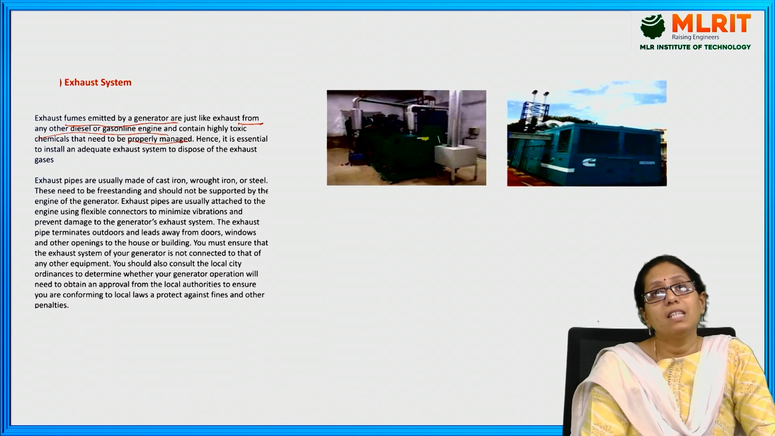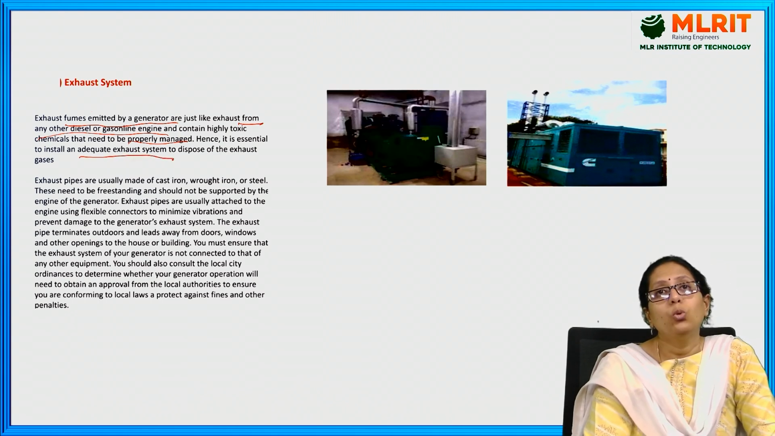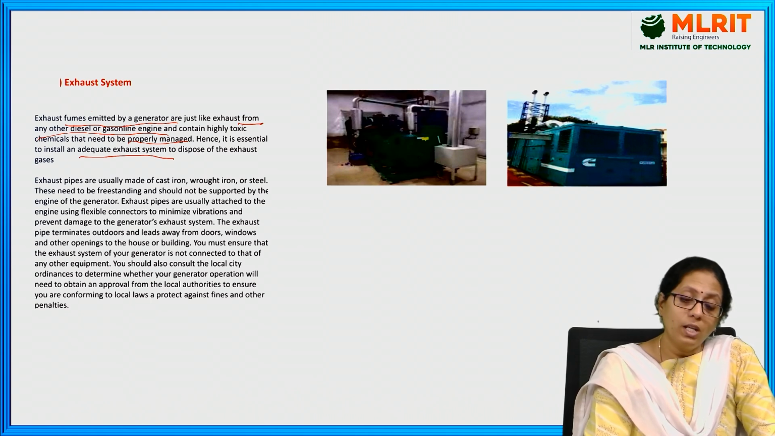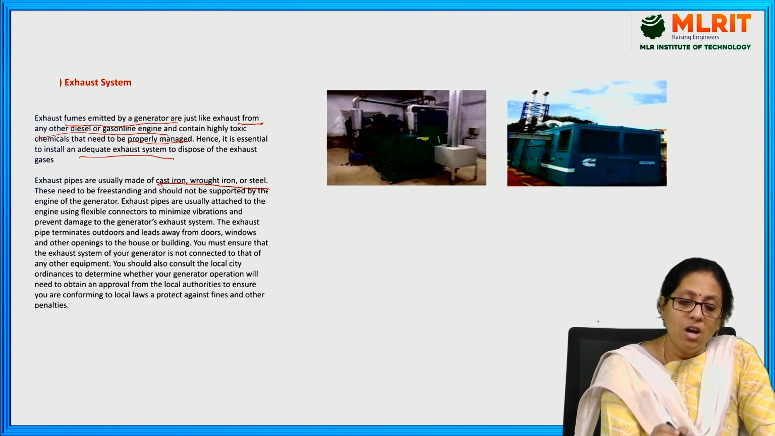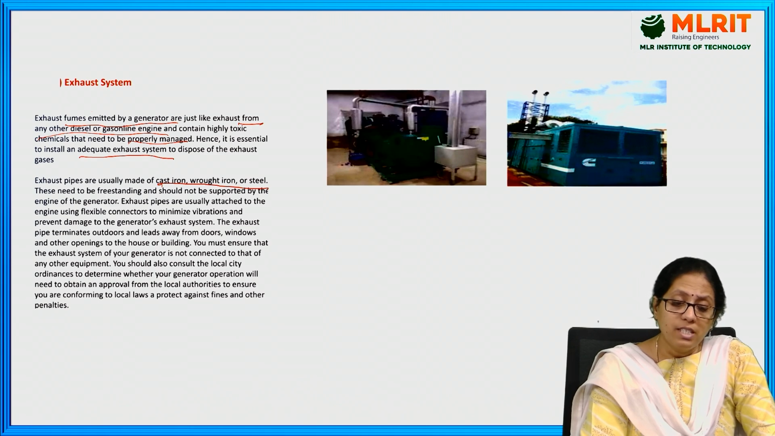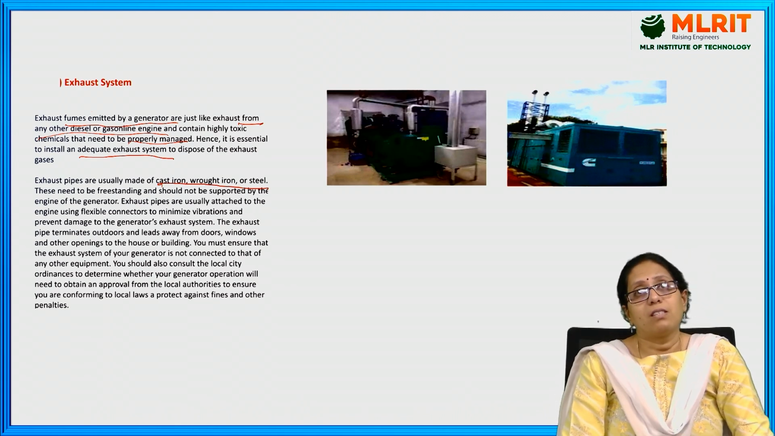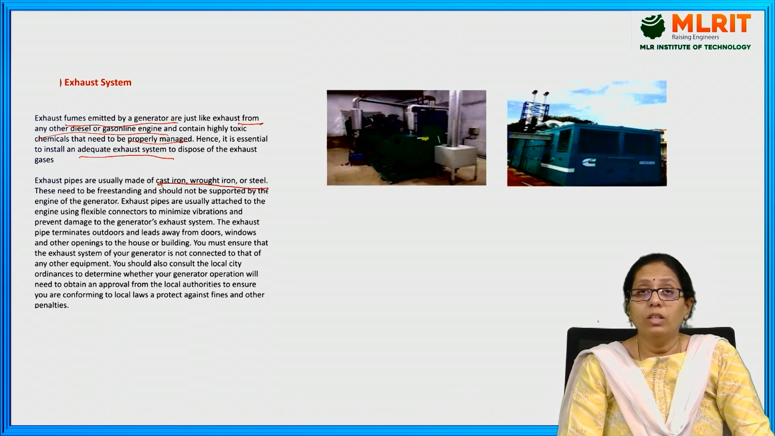Hence, it is necessary to install an adequate exhaust system to dispose of the exhaust gas. So, in order to dispose of exhaust gases, we need to connect an adequate exhaust system. The exhaust pipes are usually made of cast iron or steel. By using the cast iron or steel pipes, we usually send these harmful gases outside into the air.